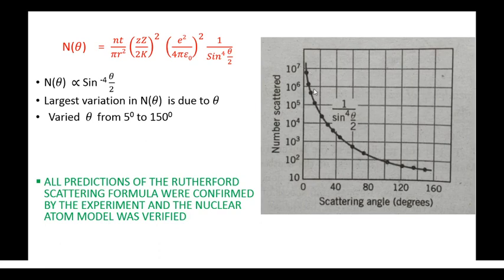So they got a graph like this, and from this graph they derived the relation that N(θ) is inversely proportional to sin⁴(θ/2). So all the predictions of the Rutherford scattering formula were confirmed by the experiment, and thus the nuclear atom model was verified. That was the success of the Rutherford nuclear atom model.